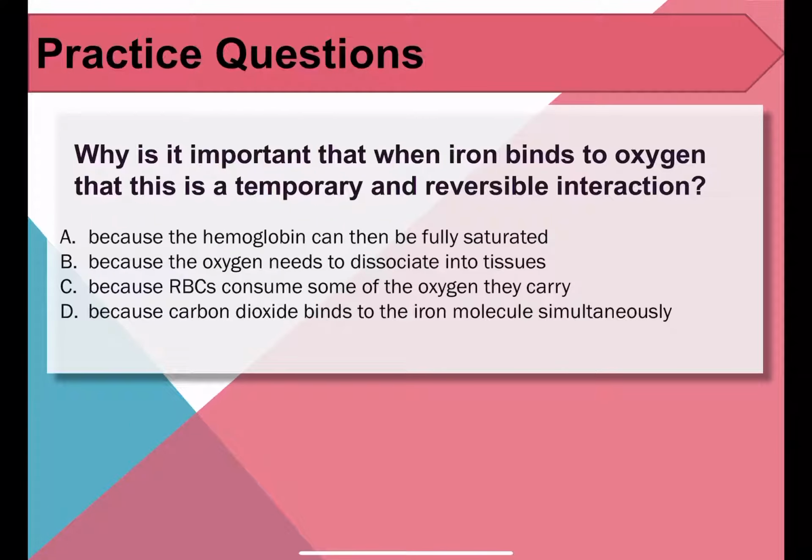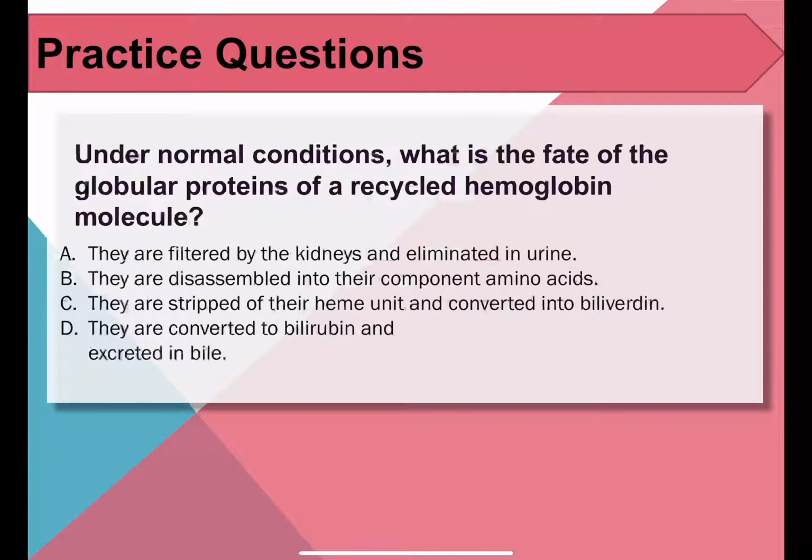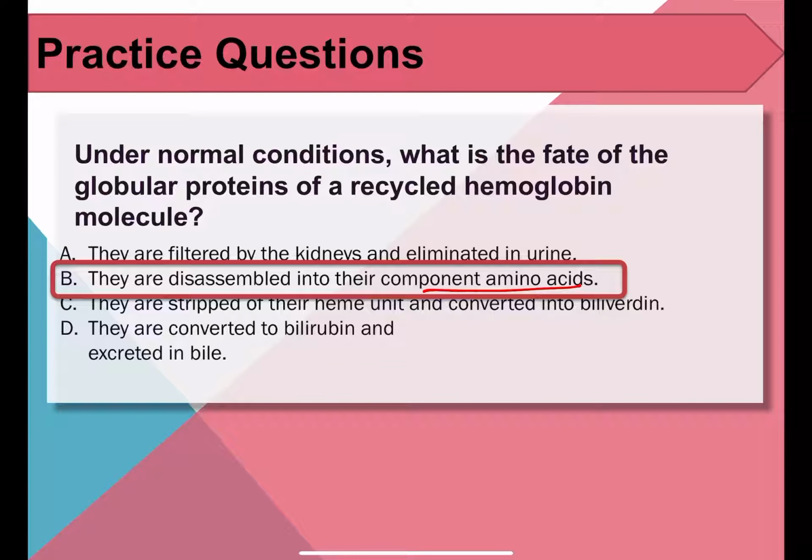Why is it important that when iron binds to oxygen, this is a temporary and reversible interaction? We talked about that, is to enable it to dissociate easily into tissues. We don't want it to permanently bind. Under normal condition, what is the fate of globular proteins of recycled hemoglobin molecules? They are disassembled into their component amino acid because it's asking for the fate of globular proteins. If it's talking about heme, then it's different. Okay, if it's talking about alpha and beta chain, then it's different.